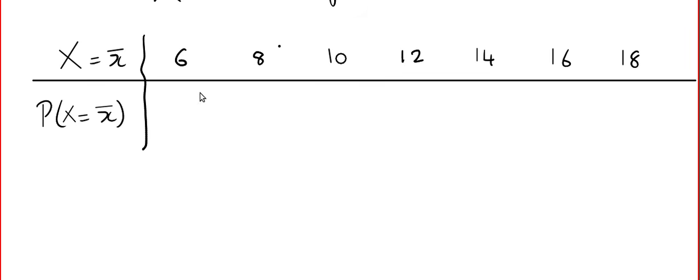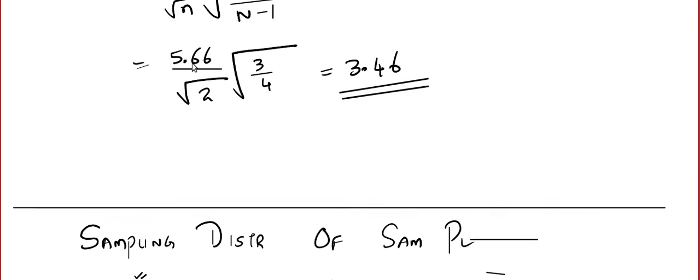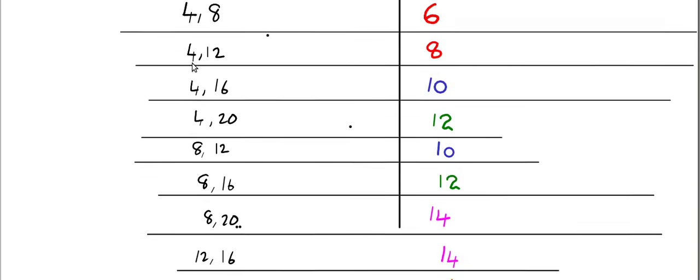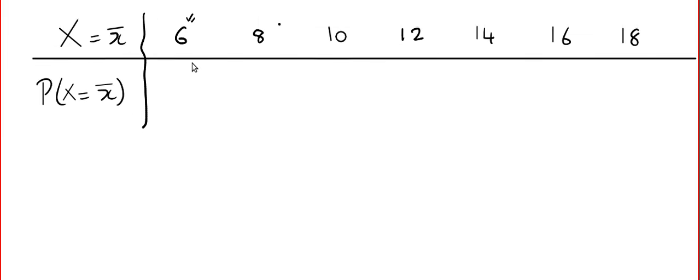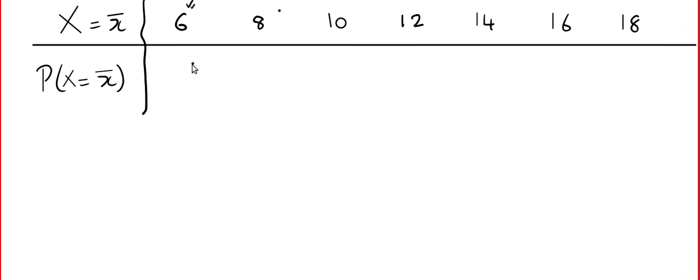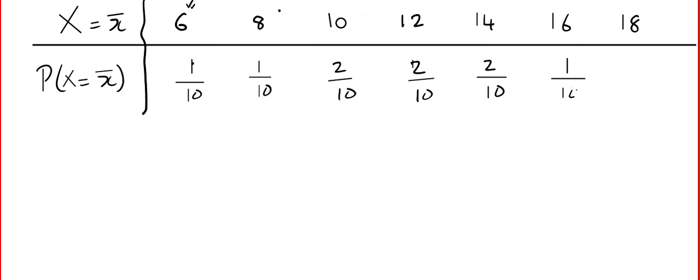Now what we do is we convert the whole story into probability. What is the probability of getting 6? You can see that we have listed all the possible samples. 6 comes only once, so out of 10 we get 1 out of 10. Now look at this, 10 repeated 2 times, 12 repeats 2 times, 14 repeats 2 times. So 2 by 10 for each of those.